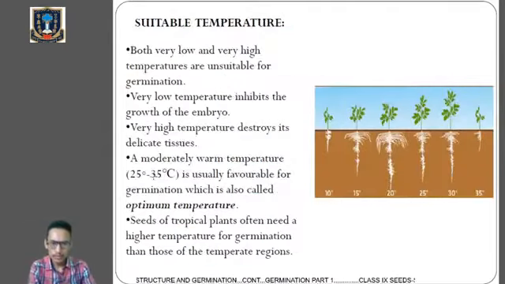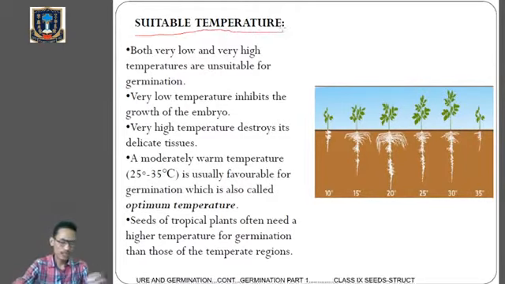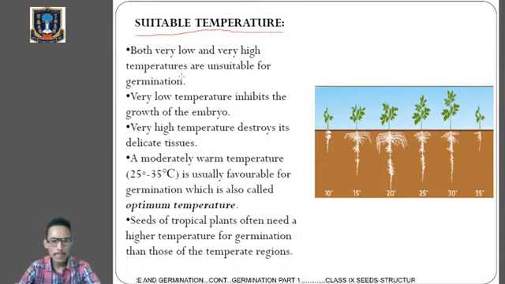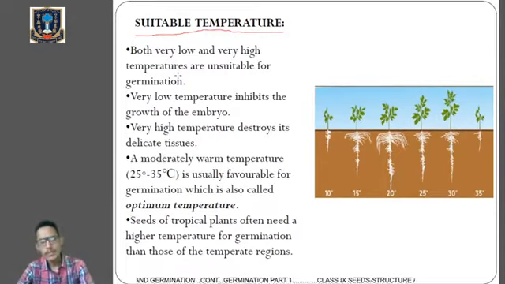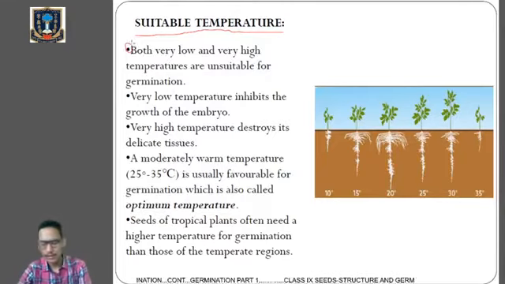Now number two, suitable temperature. Okay, so let's check out the importance of temperature for germination. Mainly very low temperature and very high temperature are not suitable for germination. You can see over in point number one. Very low temperature and very high temperatures are not suitable for the process of germination. We can see the reasons why.